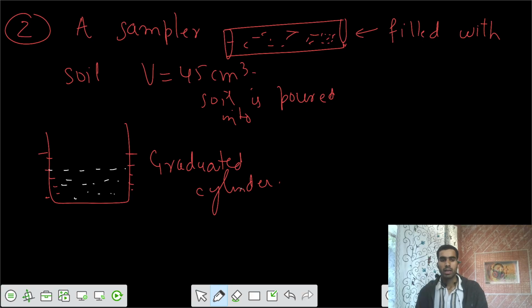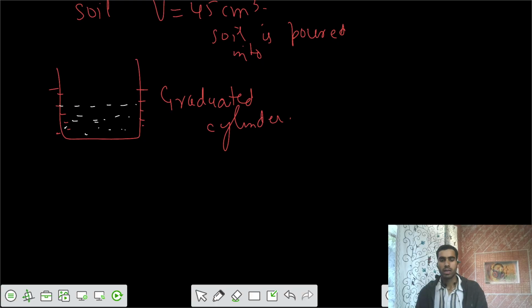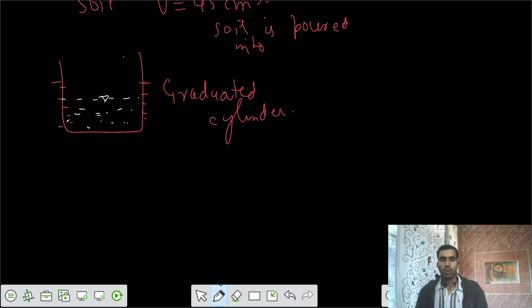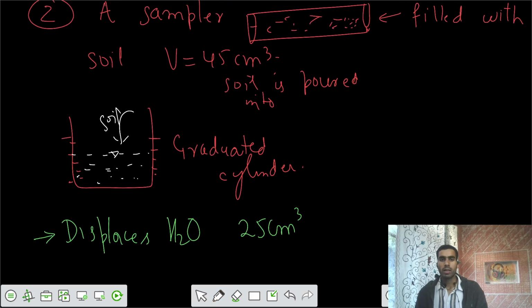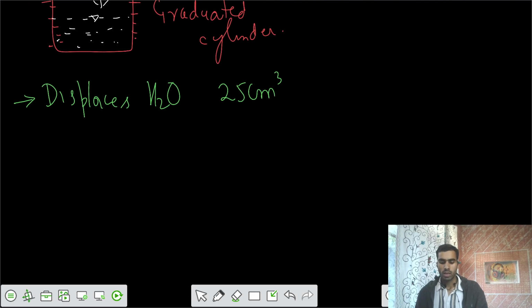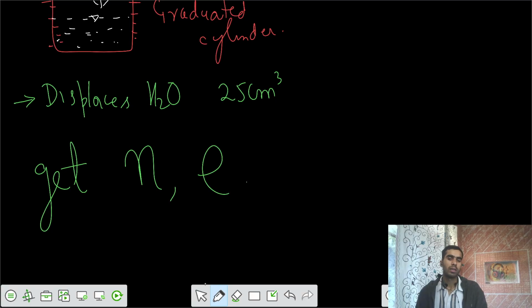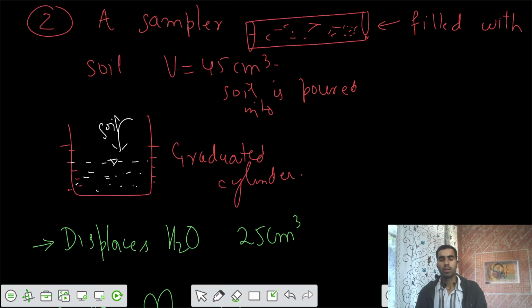And let's say there was some water also placed inside that graduated cylinder. If there was some water and you are placing that soil now, it would displace that water. How much water does it displace? 25 centimeter cube of water. This soil mass is going to displace 25 centimeter cube of that water. That means we need to get the value of porosity and void ratio for this data that is given to you.